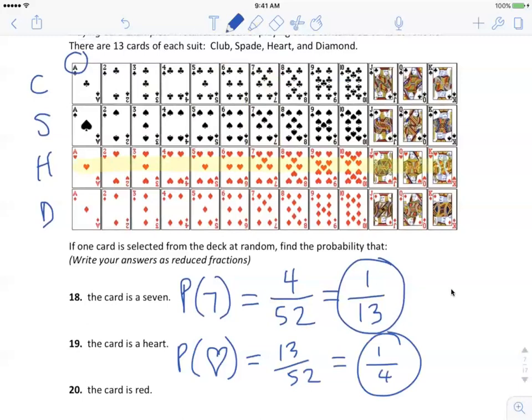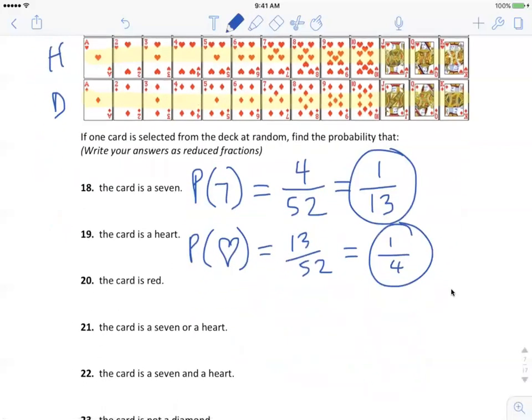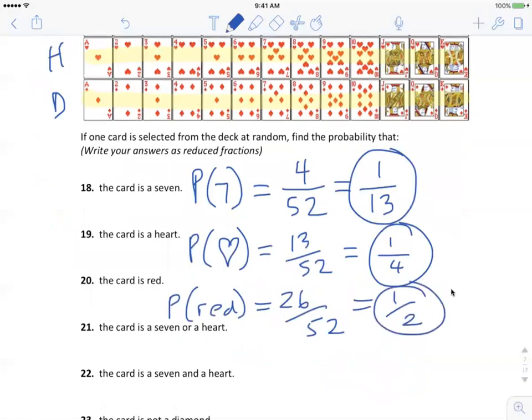How about the card is red? Anything that's a diamond or a heart is red. So that's 13 and 13, that's 26 cards. So the probability that the card is red is 26 over 52, which reduces to a half, or half of the cards are red. You have a 50% chance of selecting a red card.